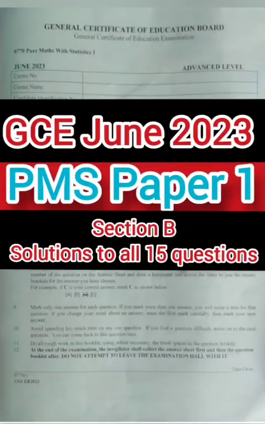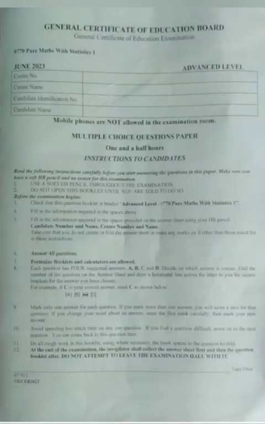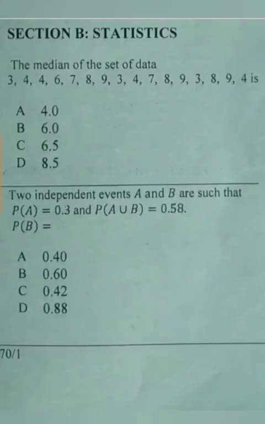Welcome. In today's video, we're going to look at June 2023 Cameroon GCE Advanced Level Maths with Statistics, Paper 1, and we'll be focusing on Section B, which deals with statistics. Okay, here we are in Section B, which is the statistics section, and it consists of 15 out of the 50 MCQ questions in the whole paper.